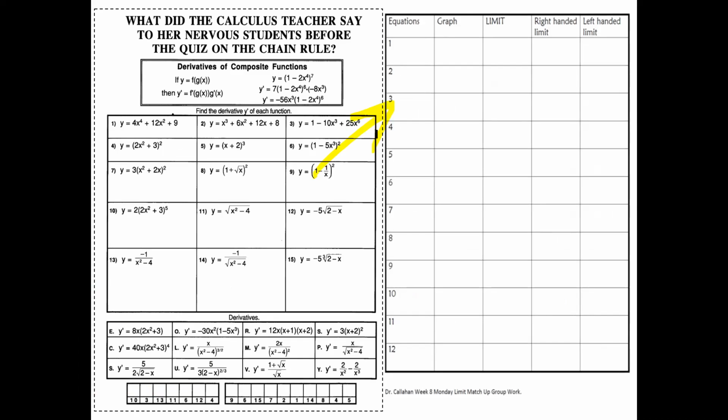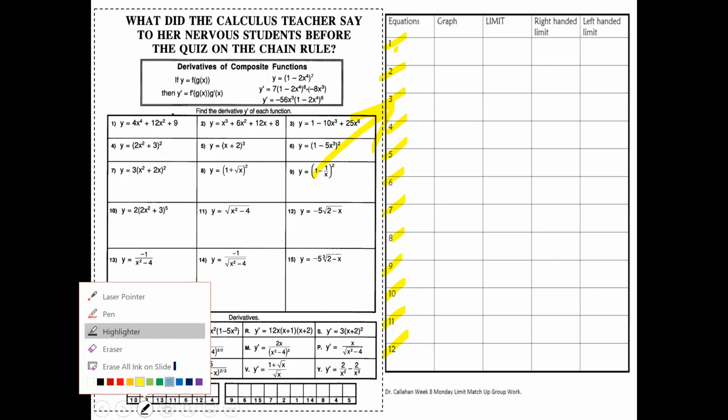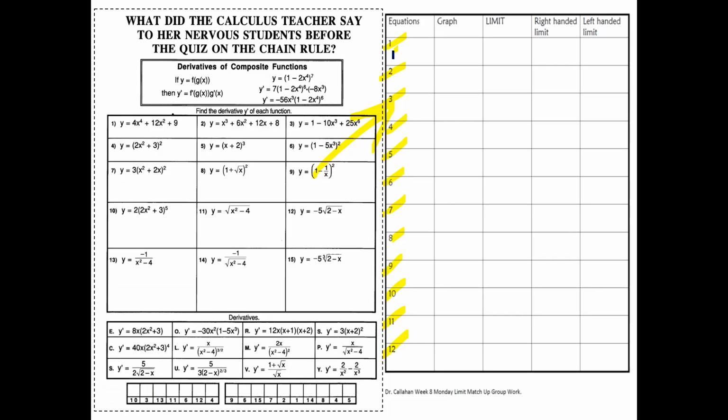So on the next page, you're gonna have several equations from 1 to 12. From each of these equations, like on equation number 1, for example, you are going to find the graph that will match that equation. Then you're going to find the limit that will match that equation to the graph. And then you're going to tell me the right-handed limit and the left-handed limit. And you're essentially going to fill out this chart.